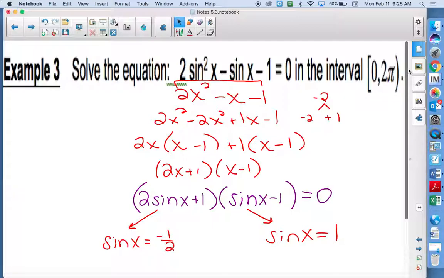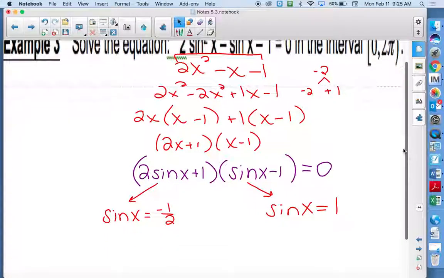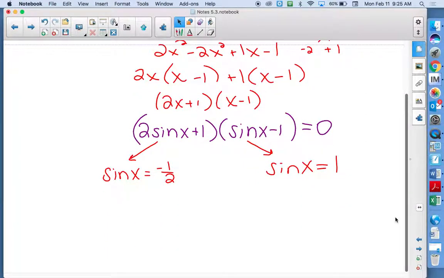So it just says solve the equation in the interval of 0 to 2 pi. So we want to know the angles that fall in the interval of 0 to 2 pi.